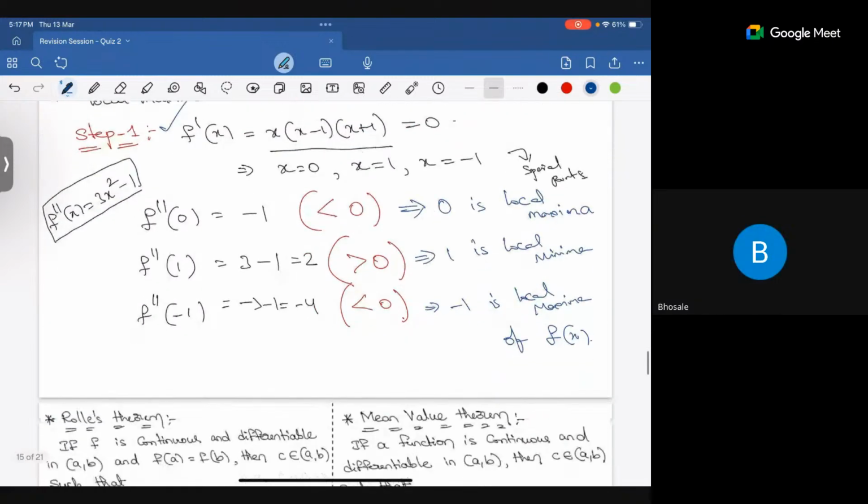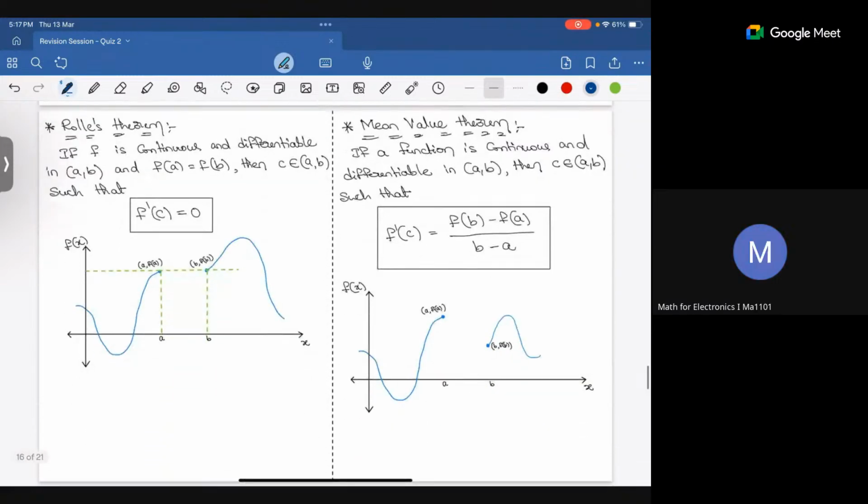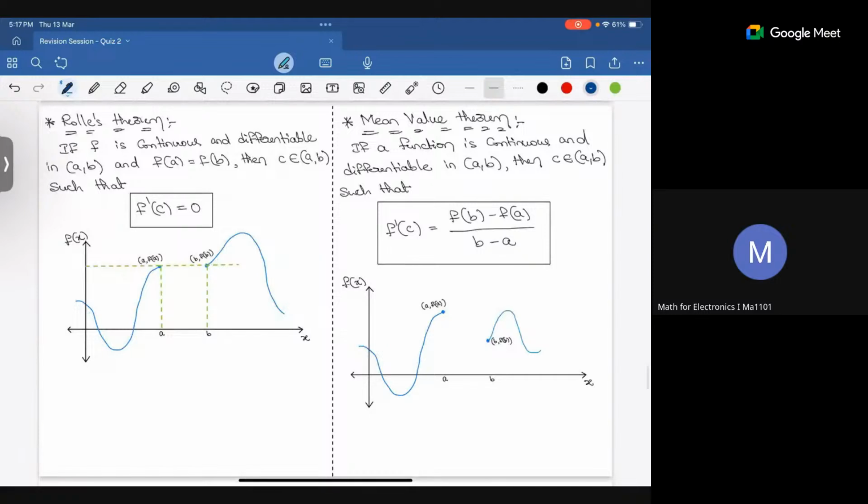Nice. Now let's talk about Rolle's theorem and mean value theorem together. I don't have any example also, but solve some word problems related to Rolle's theorem and mean value theorem. So what is Rolle's theorem? If you have a continuous and differentiable function in the interval AB with the condition that f of A is equals to f of B.